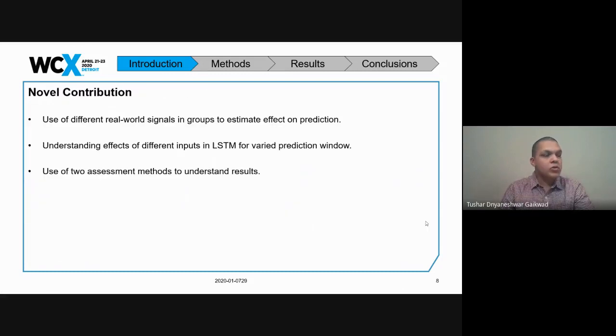These are the novel contributions of this research. We use different real-world signals in groups to estimate the effect on vehicle velocity prediction. We try to understand the effect of different inputs in LSTM for varied prediction windows. We use two assessment methods to understand the results.